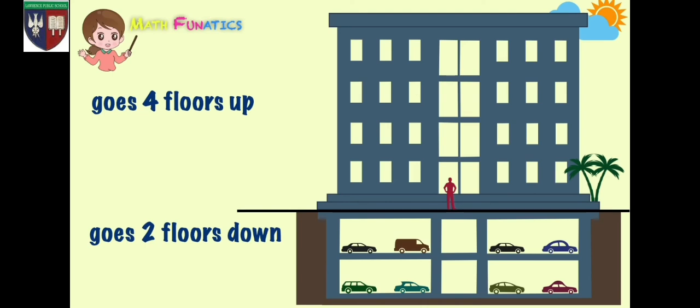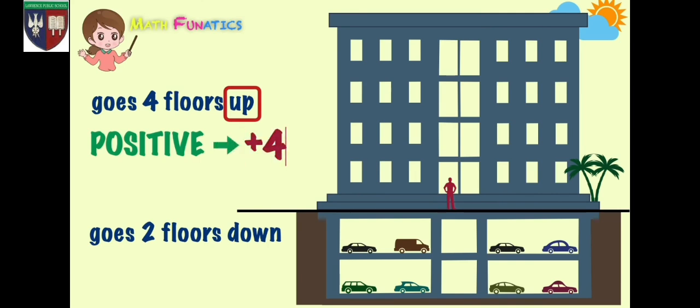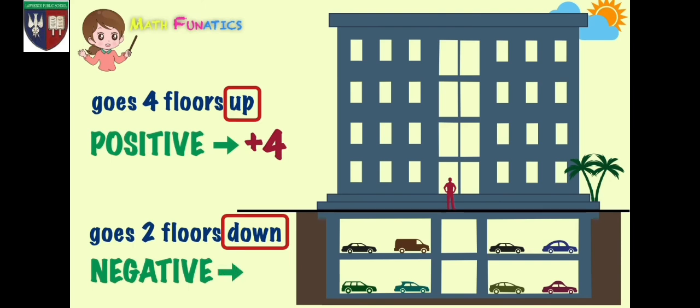Looking back at our examples, the keywords that were used are the words up and down. So when you encounter the word up or any other words related to it, it means that the integer is positive. That's why 4 floors up means positive 4. And when you encounter the word down or any other words related to it, it means that the integer is negative. That's why 2 floors down means negative 2.